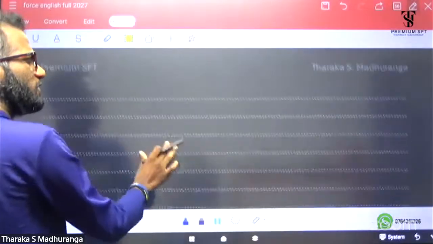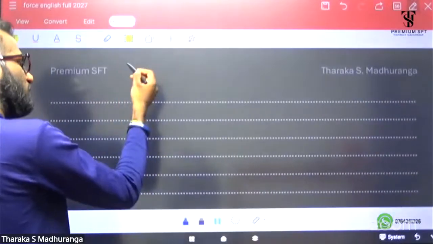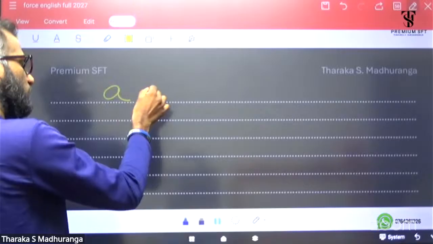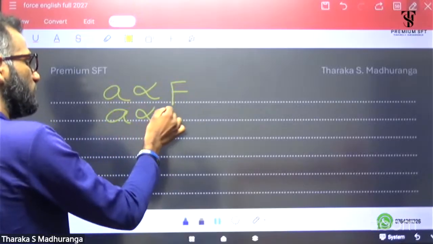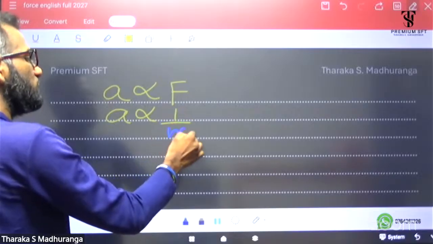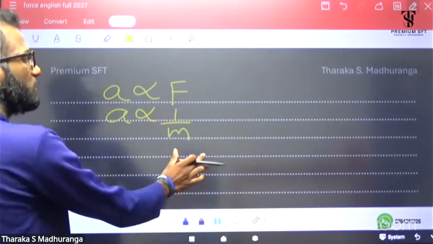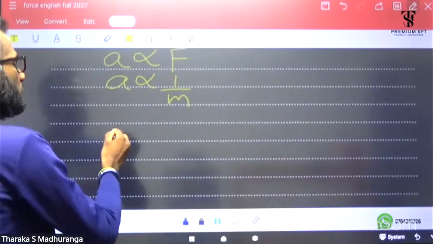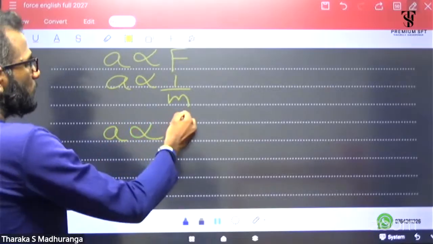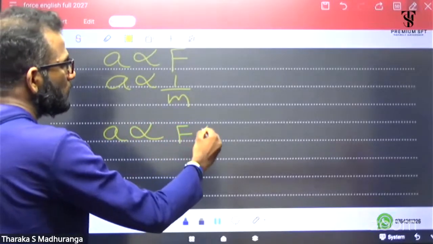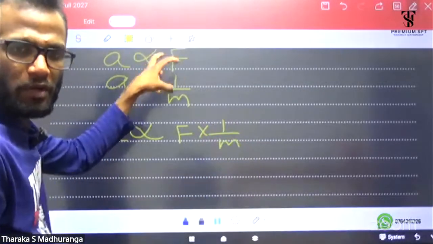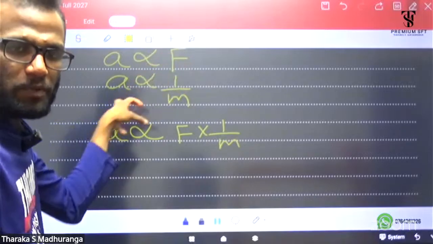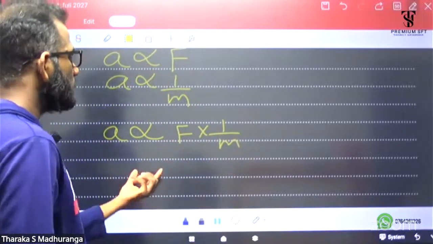Okay, how to get this relationship? Now, what is Newton's second law? Acceleration is directly proportional to the unbalanced force, and acceleration is inversely proportional to the mass of the object. Now, simply understand: acceleration is directly proportional to F into 1 over m. That's the relationship.